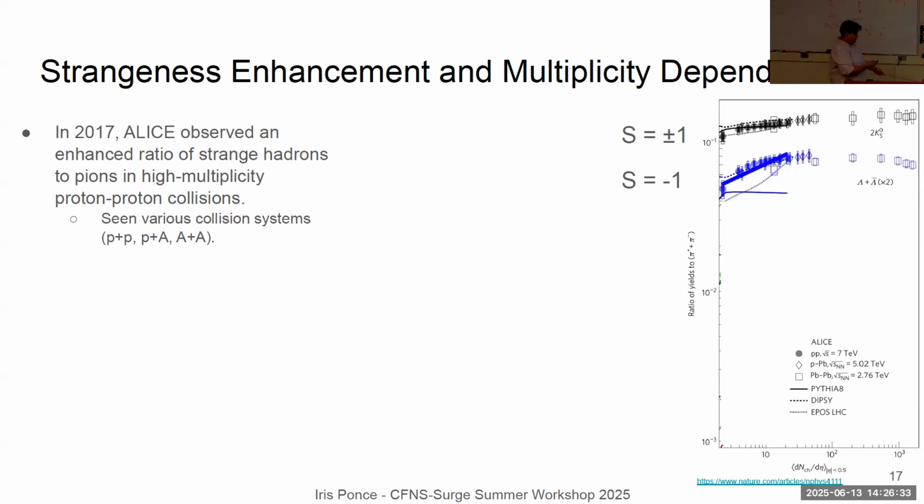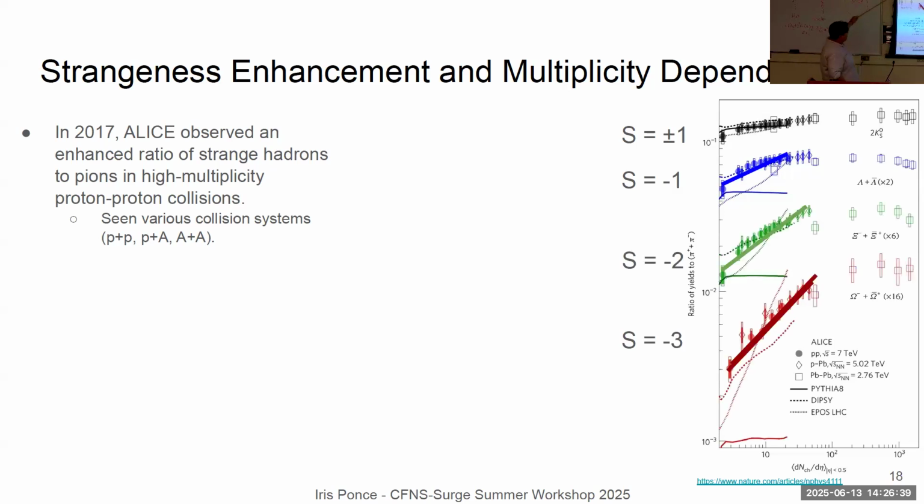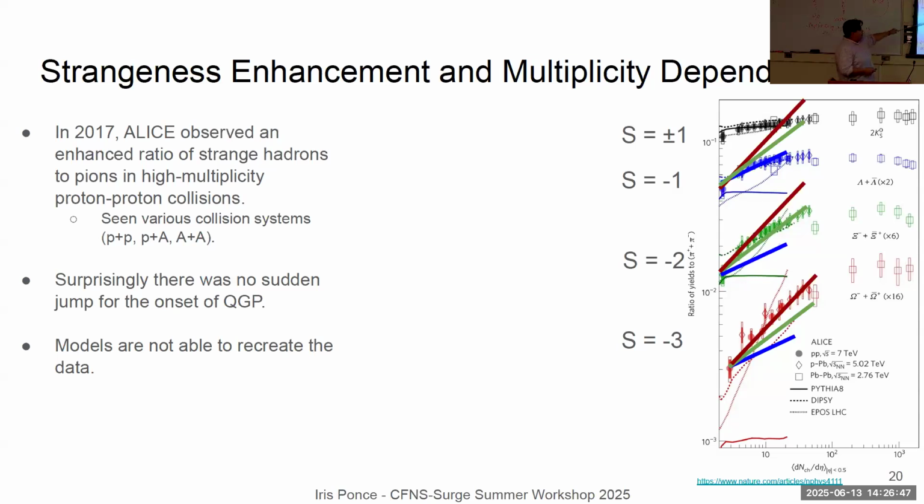But lambdas only have one strange quark. What happens if I go to the Xis? Then I can draw a slope like this, and you see the same trend for the Xis, which have two strange quarks, and then the omegas, where I have three. This was really surprising. The fact that there's no sudden onset for the QGP was really surprising, and models aren't able to recreate this data very well.